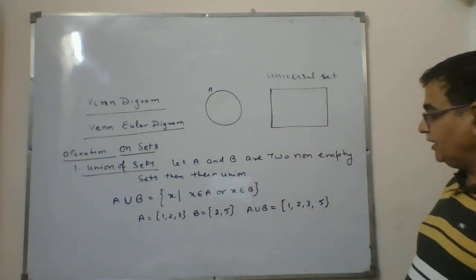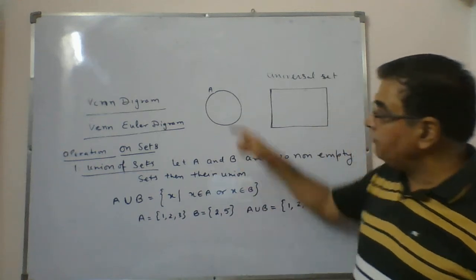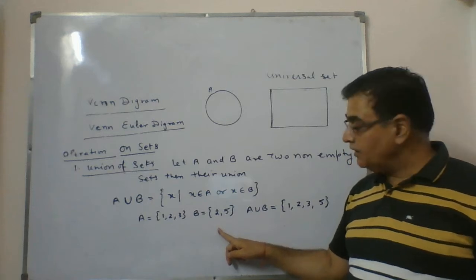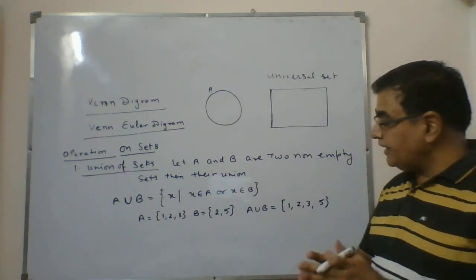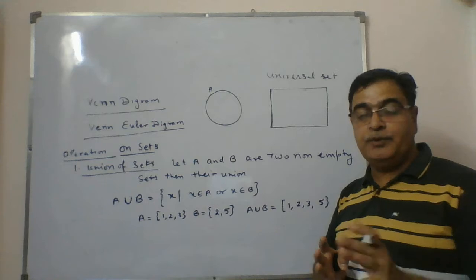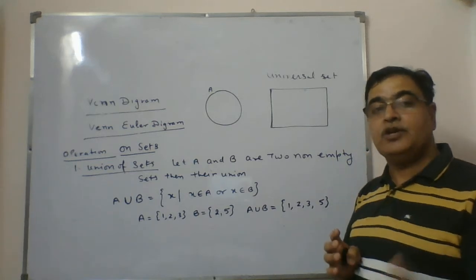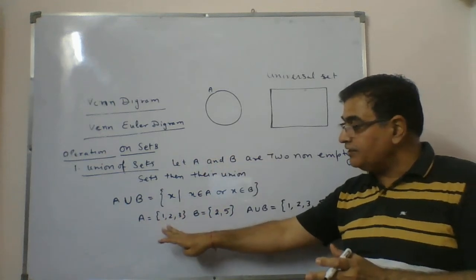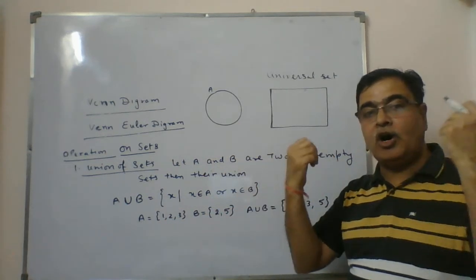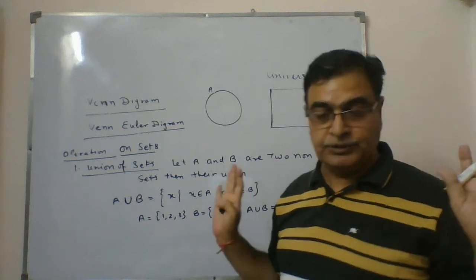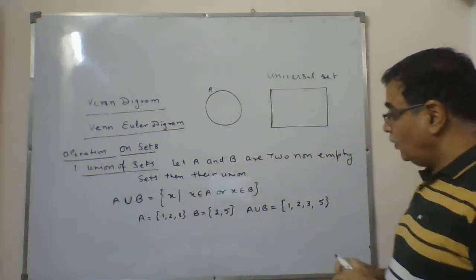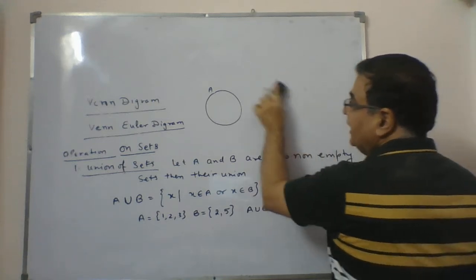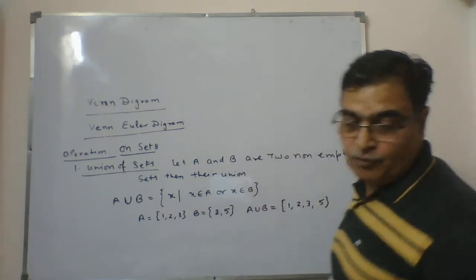Now, one more thing before making the diagram. I told you this is one set A, this is set B. A union B means the collection of those elements which are either in A or in B or in both. That means we need the complete elements, whether they belong to A or B or both. So that we are taking. Now, to make the diagram, there are two types of sets we have, which I explained first.